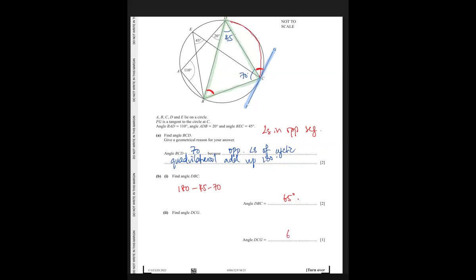So 65 degrees. Okay, they only give you 1 mark. If they give you 2 marks and ask you to explain, you say 65 degrees. Why? Because it's an alternate segment theorem. Okay, let's move on.